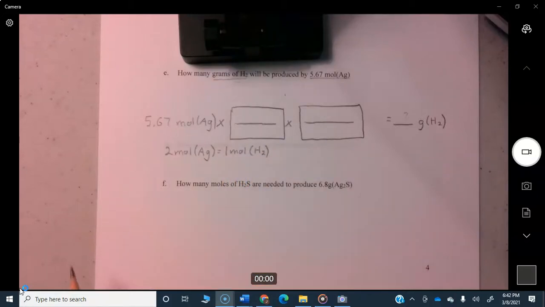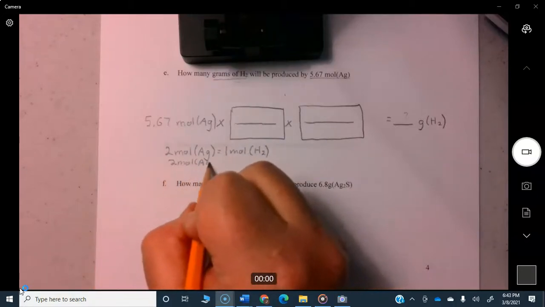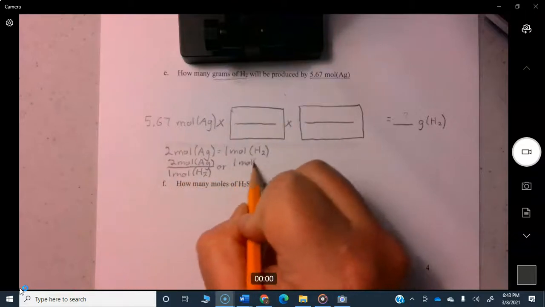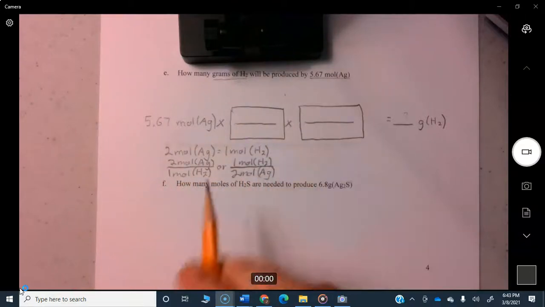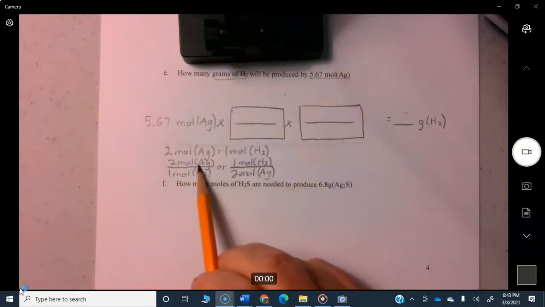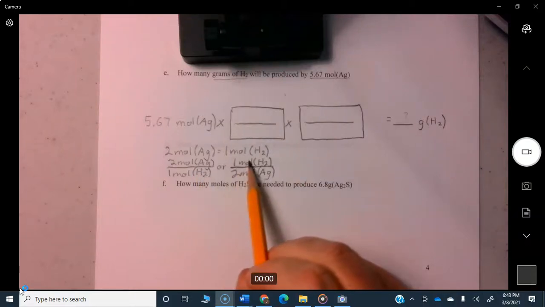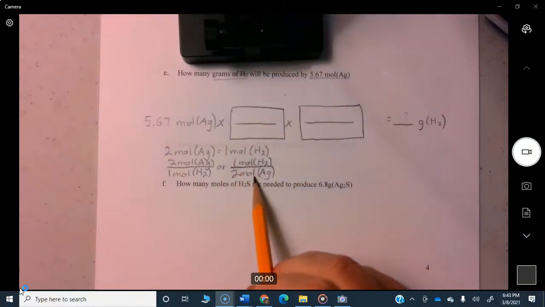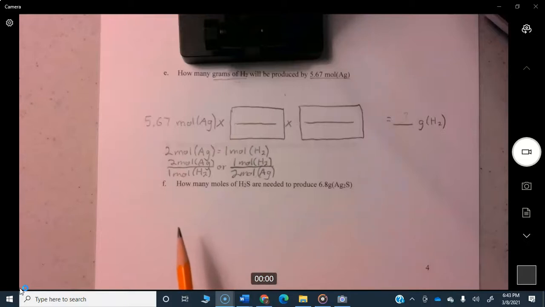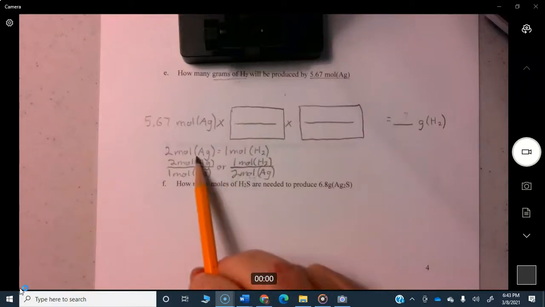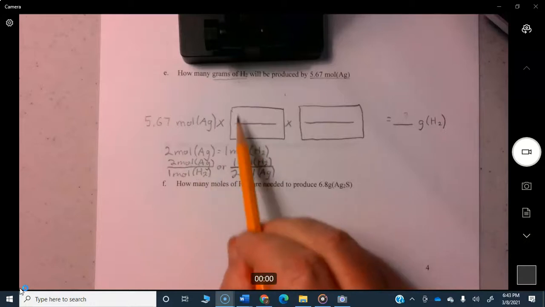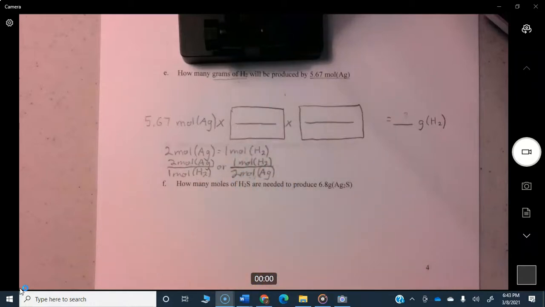Okay, and then I'm going to write the two ratios. So these are both true statements. There's 2 moles of silver for every 1 mole of H2 gas, or there's 1 mole of H2 gas for every 2 moles of silver. It's just saying the same thing in 2 different ways. Those are both true statements. So think about it. Which one of these two ratios do you want to put in that box? Think about what has to happen.